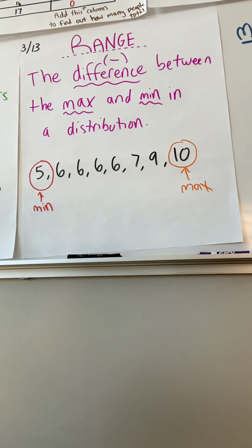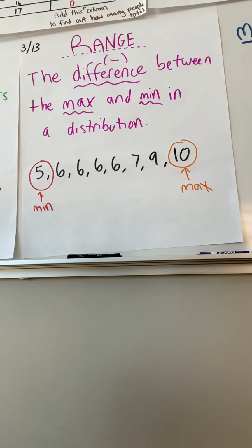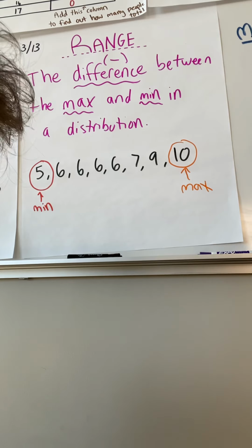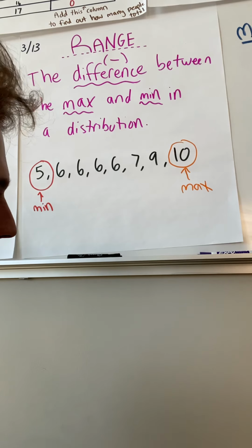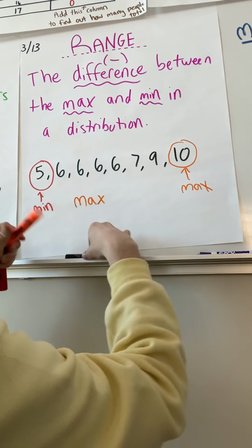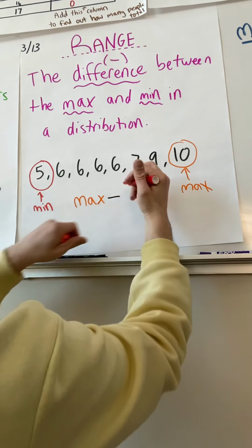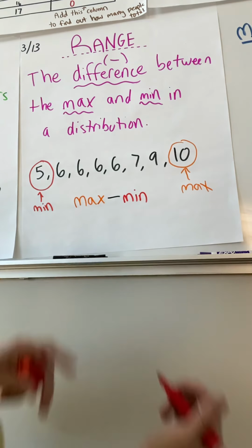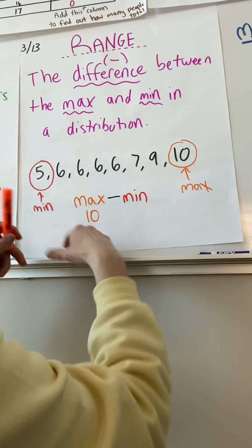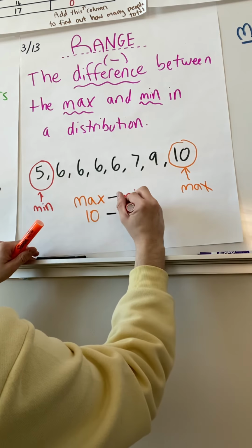Well, anyway, we're looking for the difference between our maximum and our minimum. So technically, you could do minimum minus maximum. You'd end up with a negative number, and you could ignore the negative. But it makes more sense to just do our maximum, or our max, minus our min, or our minimum. So I'm actually going to do that. My maximum is 10 minus my minimum, which is 5.